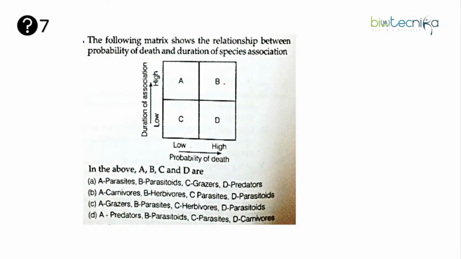Grazers, examples, cow. So they are feeding on the grasses, right? So that is their relationship with the grass. So what is their association? What is the duration of association with the plant? Whether it's killing the plant or not. So what's the probability of death? Same for predators. Predators, prey predator relationship.